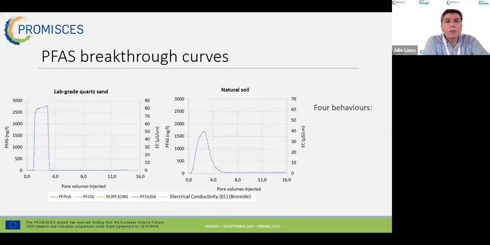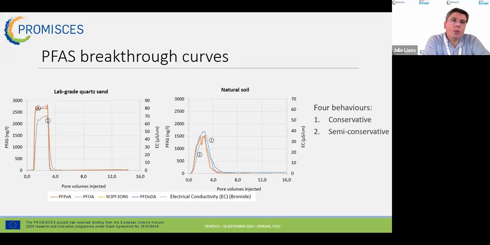A little bit about the effluent now. These are the breakthrough curves of what we found at the effluent. The dotted blue line here is the electrical conductivity, which is a measure of bromide. We found that different PFAS behave differently. First, we have a group that is behaving very conservatively, so it has the same kind of breakthrough pattern as the bromide. PFBEA is a good example of that.